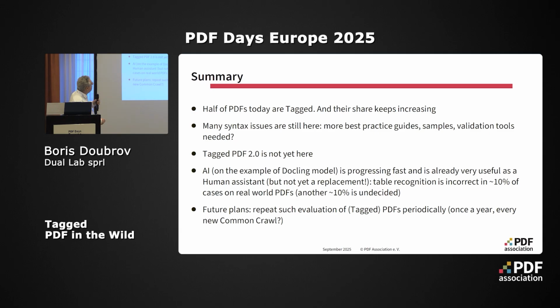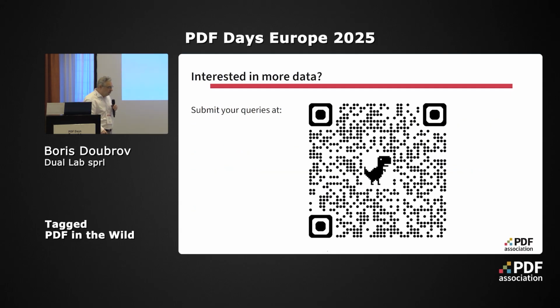And the AI is progressing and already becomes quite useful, so it has mistakes only in 10% of cases, quite difficult, and still another 10% where nobody is right or wrong. And as a future plan, we might try to repeat such a thing for future calls, but this depends. Well, we invite everybody to come and maybe contribute in any possible way to this project, because I think that brings a lot of important real-world data to the PDF community. And here is the QR code for the form where you can submit your own questions if you're not satisfied with the data I provided here.